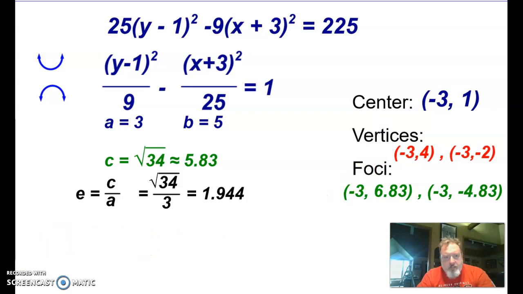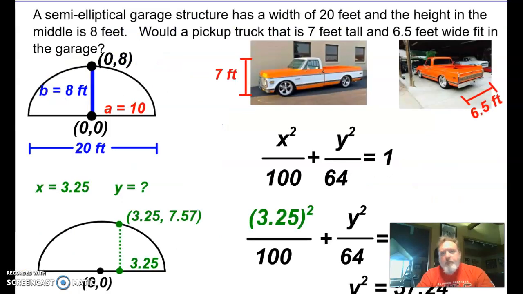All right, one last problem for today, and that is a word problem. So we have a semi-elliptical garage structure. So basically, if we were going to complete this whole thing, we'd have an ellipse. We just have half of it. You may see this as you drive around, like a greenhouse-looking shape, or some people have miniature ones that they can park cars or boats or whatever under. So this one's a garage structure, has a width of 20 feet and a height in the middle of 8.